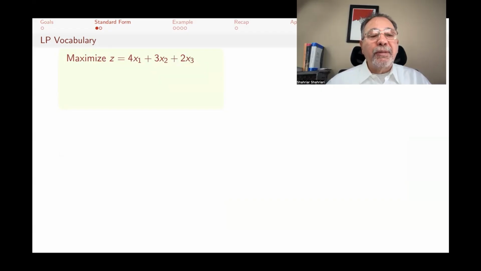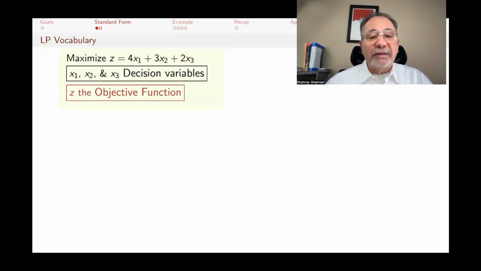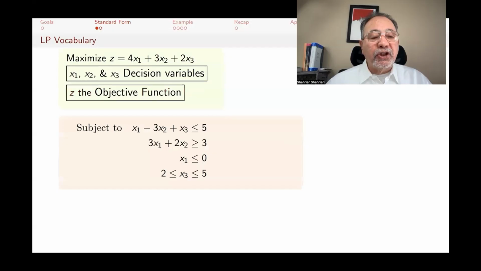When we have something like maximize 4x1 plus 3x2 plus 2x3, x1, x2, and x3, the variables, the ones that we're looking for, are called decision variables. The thing we're trying to maximize or minimize is called the objective function. Then we have certain constraints. Functionality constraints give us relations between the different variables, and sign constraints define the range of the variables.